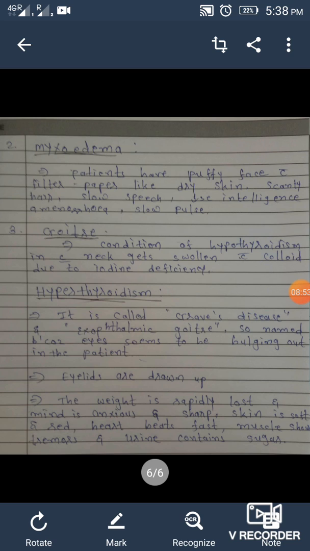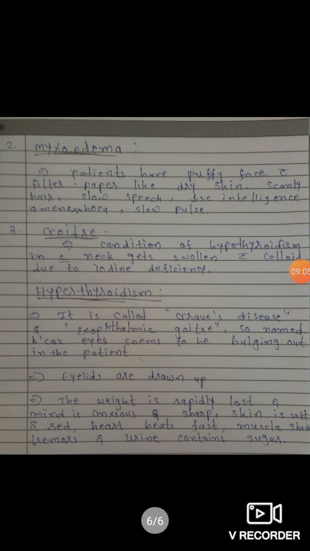Then another one is goiter. Goiter is a condition in which the neck gets swollen. The neck portion where the thyroid gland is situated will become swollen, and this is due to iodine deficiency. Then another one is hyperthyroidism. In hypothyroidism we have discussed three things: cretinism, myxoedema, and goiter.